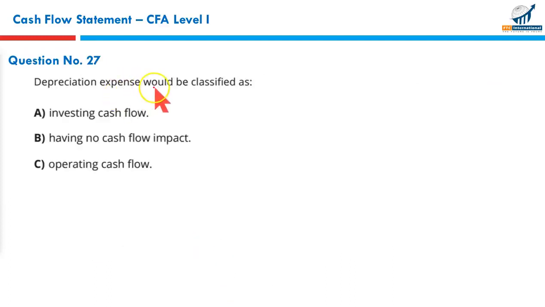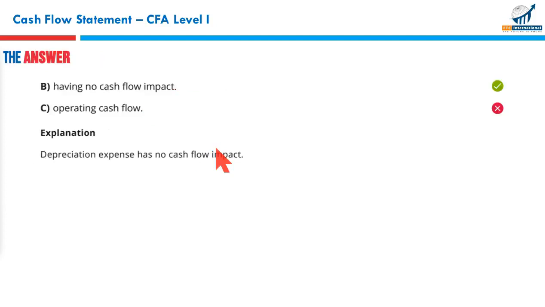Depreciation expense would be classified as what? It is not an investing activity. It is not an operating cash flow. Rather, it's an adjustment in net income. It has no cash flow impact. Since it has no cash flow impact, that's why it is reversed. It is added back to net income because it was previously deducted in arriving at net income. So we have to add it back. So that's why B is the right answer. Next.